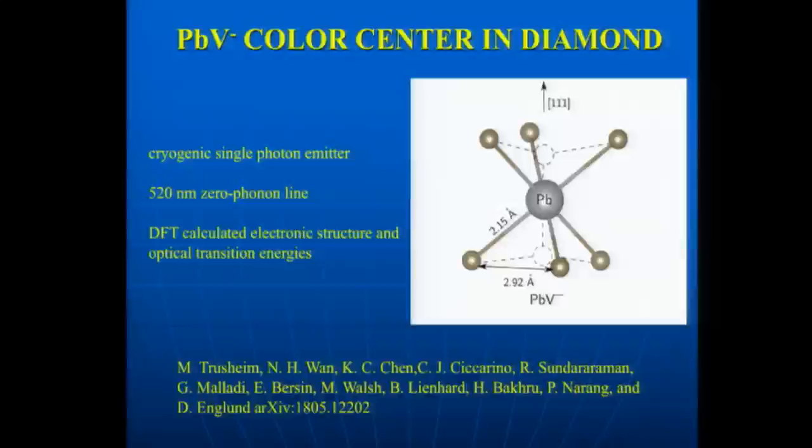Very recently, this year, Pri Narang, Dirk Englund, and their collaborators were actually able to make the first cryogenic single photon emitter using lead. So again, here's a picture of its DFT optimized structure. Again, no inversion symmetry. It has a 520 nanometer zero phonon line. These investigators were able to use DFT to calculate the optimized structure for this system, as well as optical transitions for it.